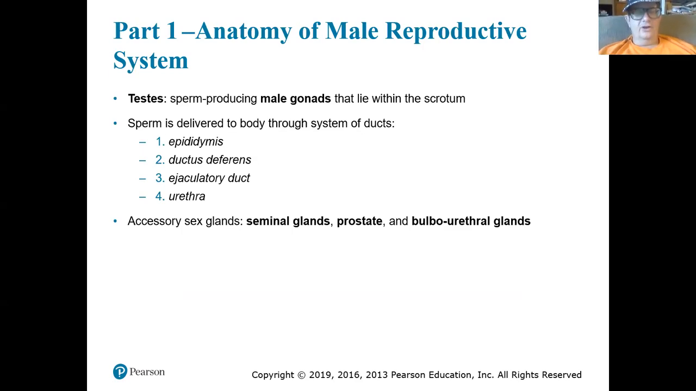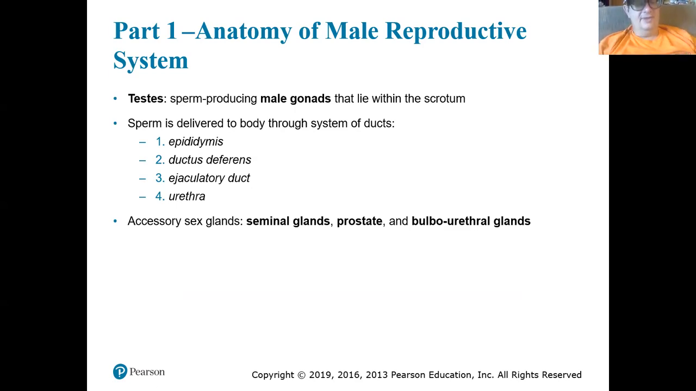All right, so let's talk about anatomy of the male reproductive system. The male gonads are called testes. Obviously, the female ones are called ovaries. They are in the scrotum. The reason we have them below the core of the body, hanging down, is because the core of the body is too warm for optimum sperm production.